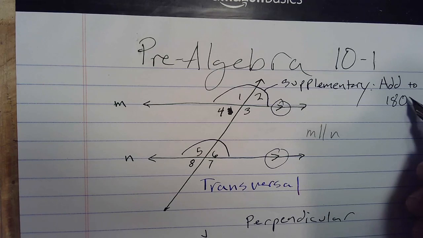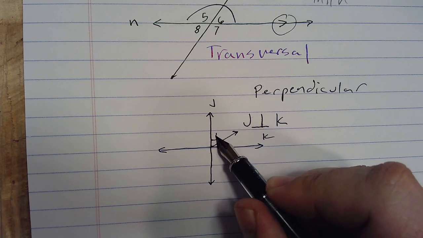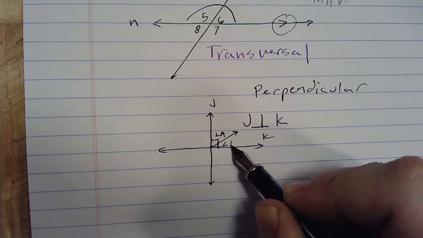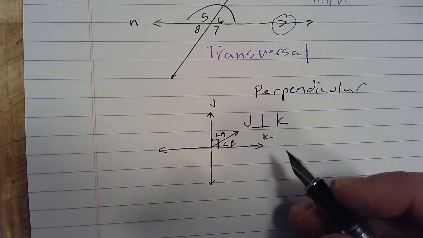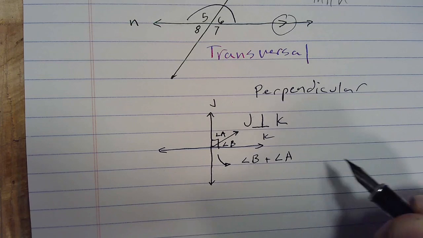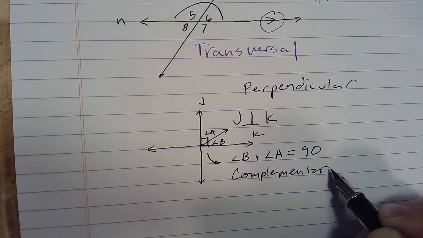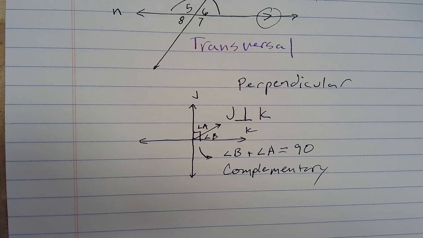Now, if we go back to our perpendicular one, let's say I was to put this over here, and we'll call this angle A, and this angle B. These two angles are called complementary angles. Complementary angles, because they add up together, so angle B plus angle A add to 90 degrees. That's called complementary. So in complementary angles, we're adding to 90 degrees. You can go ahead and give yourself a compliment for getting that. Mr. Jacobs is hilarious.